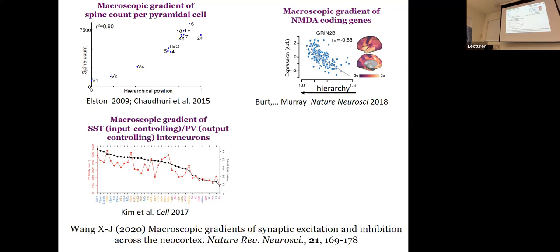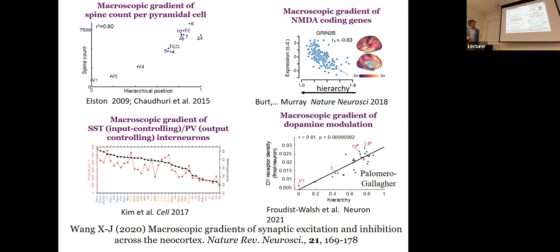And finally, this is a new study where we analyzed data collected from the group of Nicola Palomero-Gallagher, where they labeled and measured the labeling density of receptors of different kinds, right? It turns out that the D1 receptor labeling density shows this very nice gradient as a function of hierarchy. If you are interested in, say, dopamine modulation or reward-dependent plasticity, I think this is useful to start thinking about how that may happen in a large-scale population system.